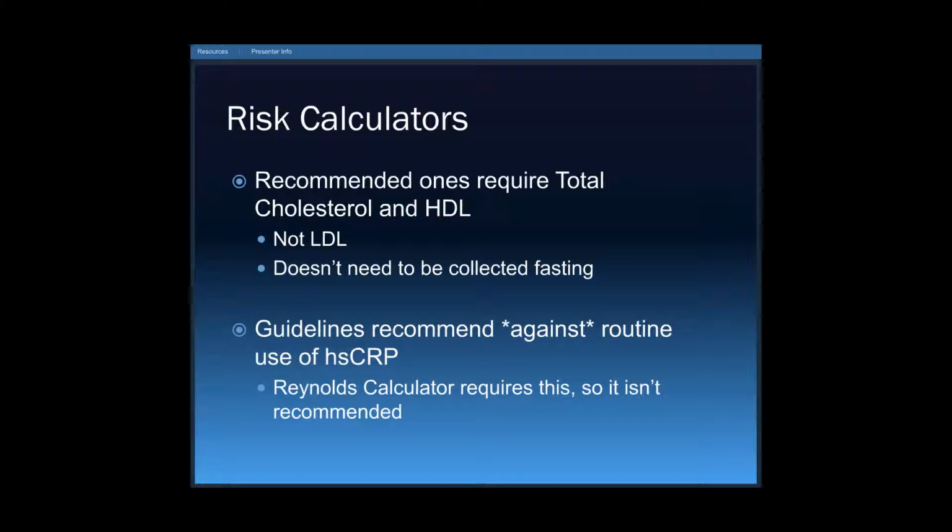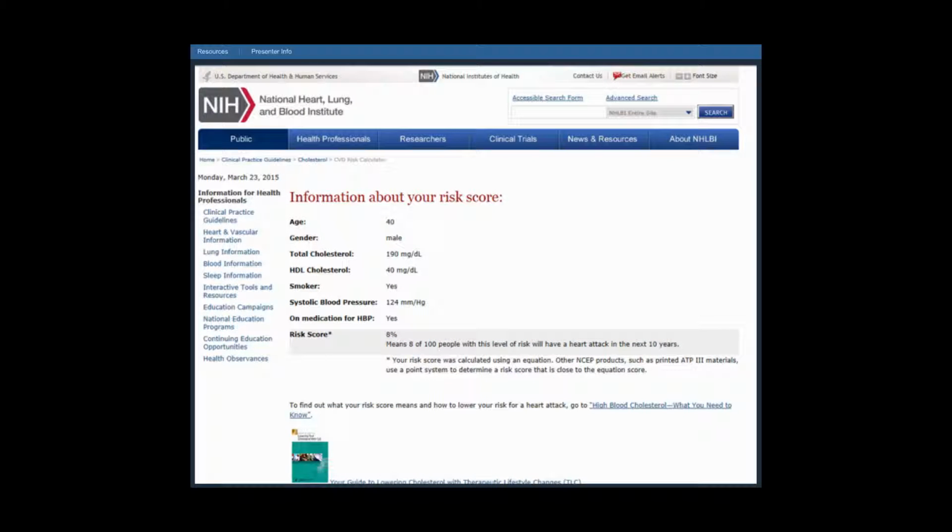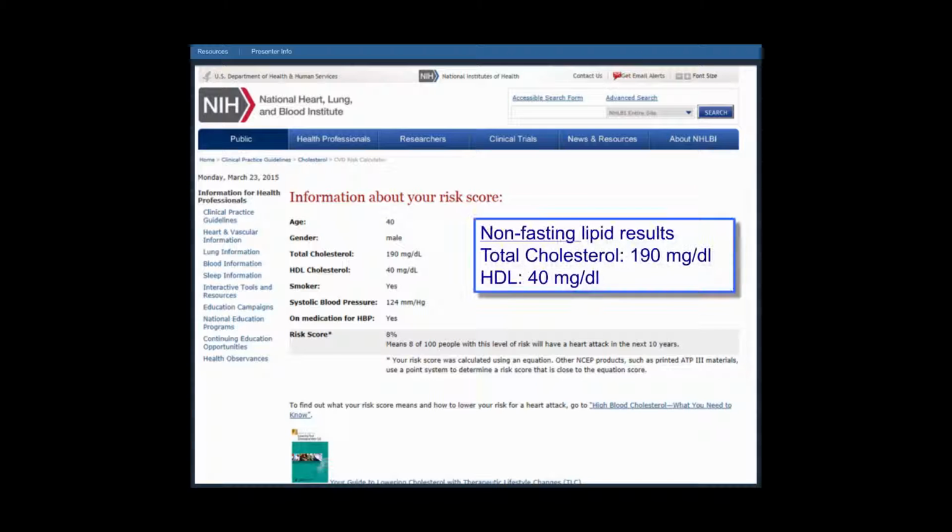And one last note about risk calculators. The guidelines recommend against the routine use of the high-sensitivity CRP, so that means the Reynolds calculator, which requires that lab, probably isn't a good one to use routinely in your practice. Okay, back to our patient. We draw his non-fasting lipids and we plug them into the calculator along with the rest of the variables. We see that he has a risk score of 8%.